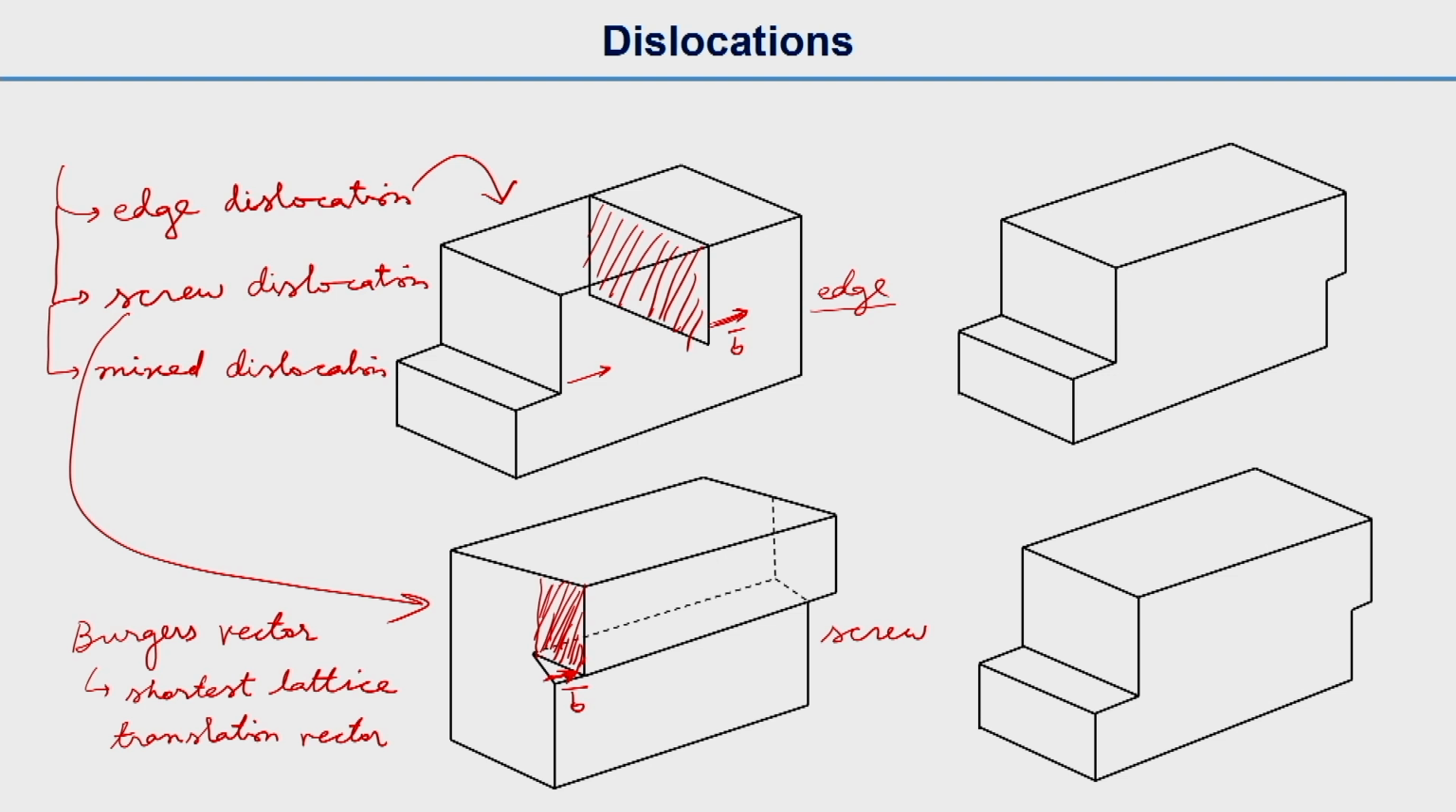For edge dislocation, this is the dislocation line. I will write L for the dislocation line vector. In screw dislocation, the dislocation line is this one. That is why we say that in edge dislocation the Burgers vector is perpendicular to L, the dislocation line, and for screw dislocation the Burgers vector is parallel to the dislocation line. You can see the Burgers vector direction and the dislocation line direction are the same, and these two figures on the right-hand side show the result of the deformation. After this deformation a step is created here.